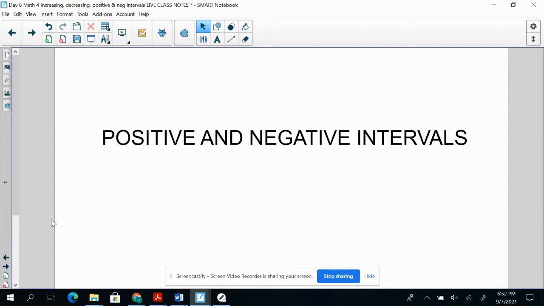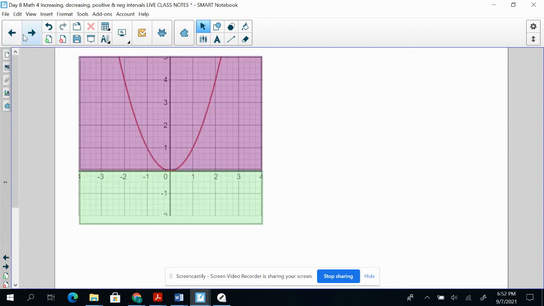So positive and negative intervals. Positive and negative intervals, we are going to use domain to decide what interval is positive and what interval is negative. But the actual positivity and negativity has to do with the y-axis. So we're looking at the y-axis here, where the number is positive and where the number is negative.